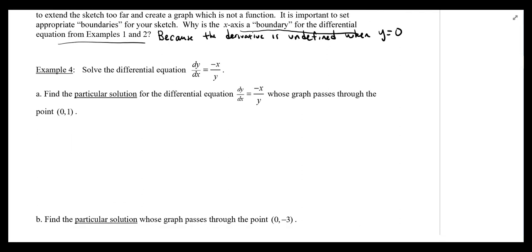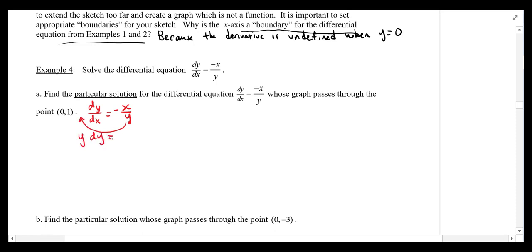All right, so what did we do last day? Separate variables. So we wrote down dy dx equals negative x over y. And we want to separate them, so bring all the y's to one side, making sure that dy is in the numerator position, and then bring all the x's to the side with the dx in the numerator position.